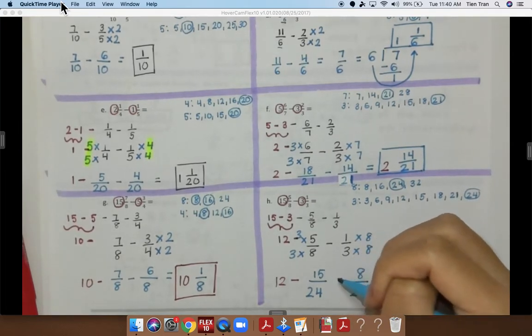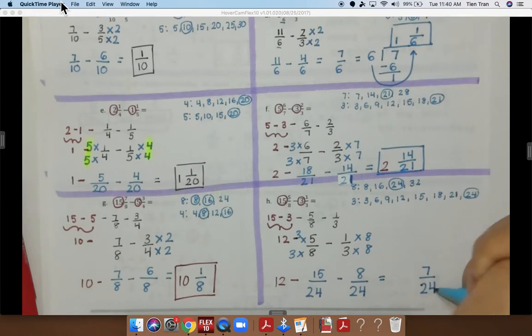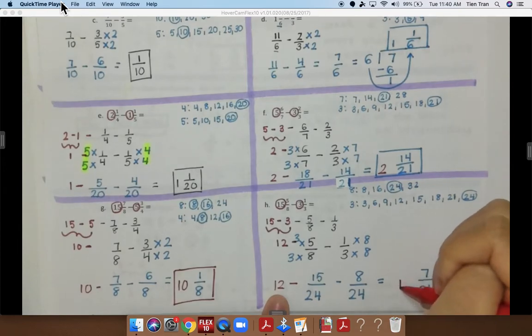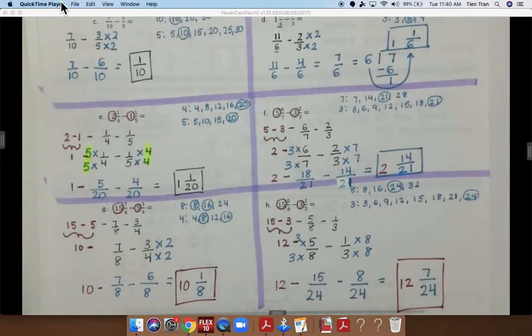Now I'm subtracting. What is 15 minus 8? 15 minus 8 is equal to 7, and my denominator is 24. And my whole number stays the same. That 12, you bring it right over. So my final answer is 12 and 7/24. Okay, make sure you turn the page. We are on the next page.